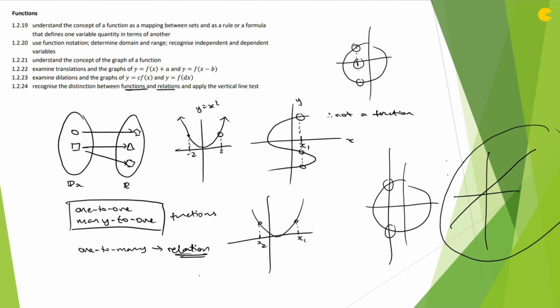Okay, cool. So we have had a look at the concept of a function. We've used function notation, determined domain and range, recognized independent and dependent variables, had a look at some transformations, graphs of functions, and recognized the distinction between functions and relations, as well as applied the vertical line test.